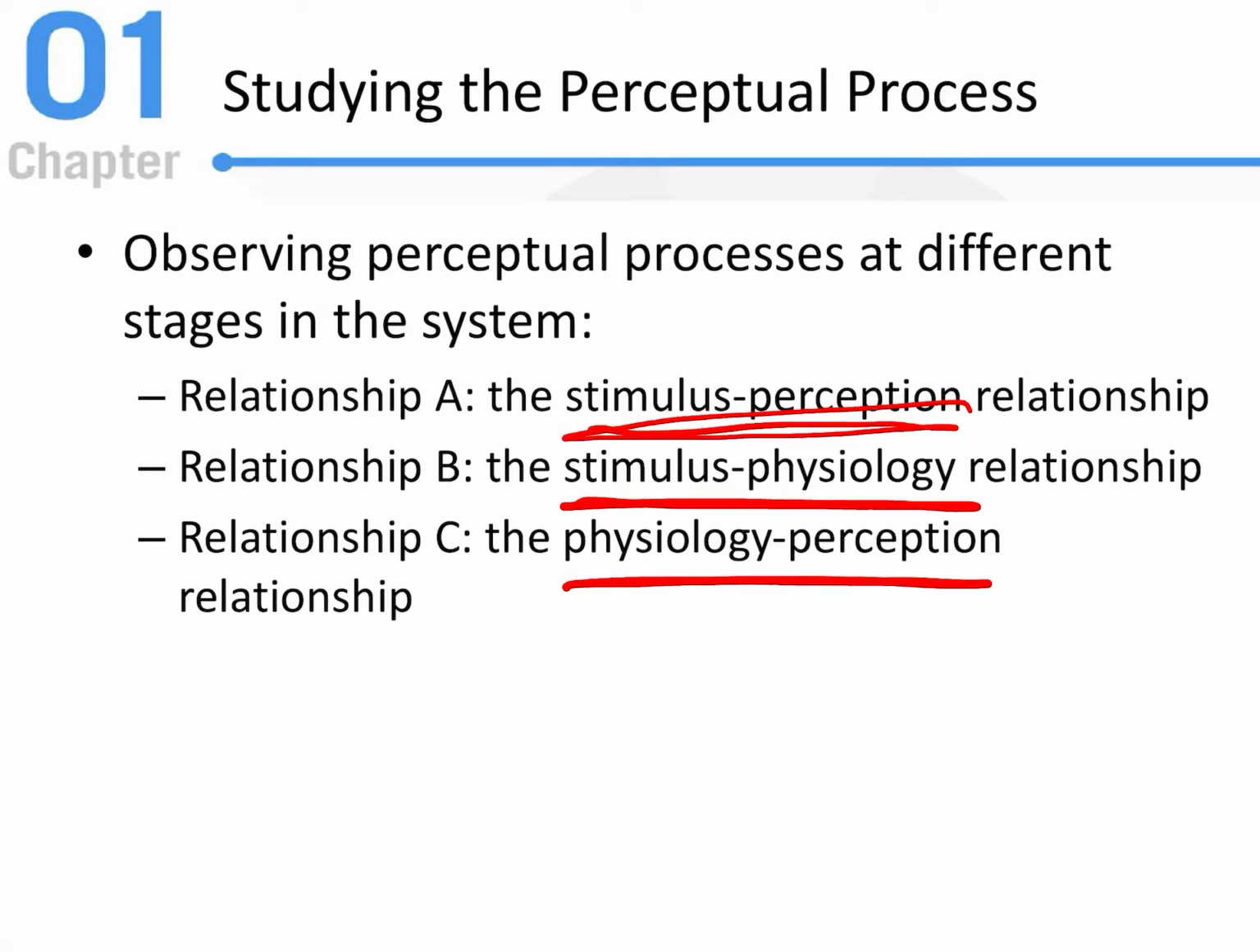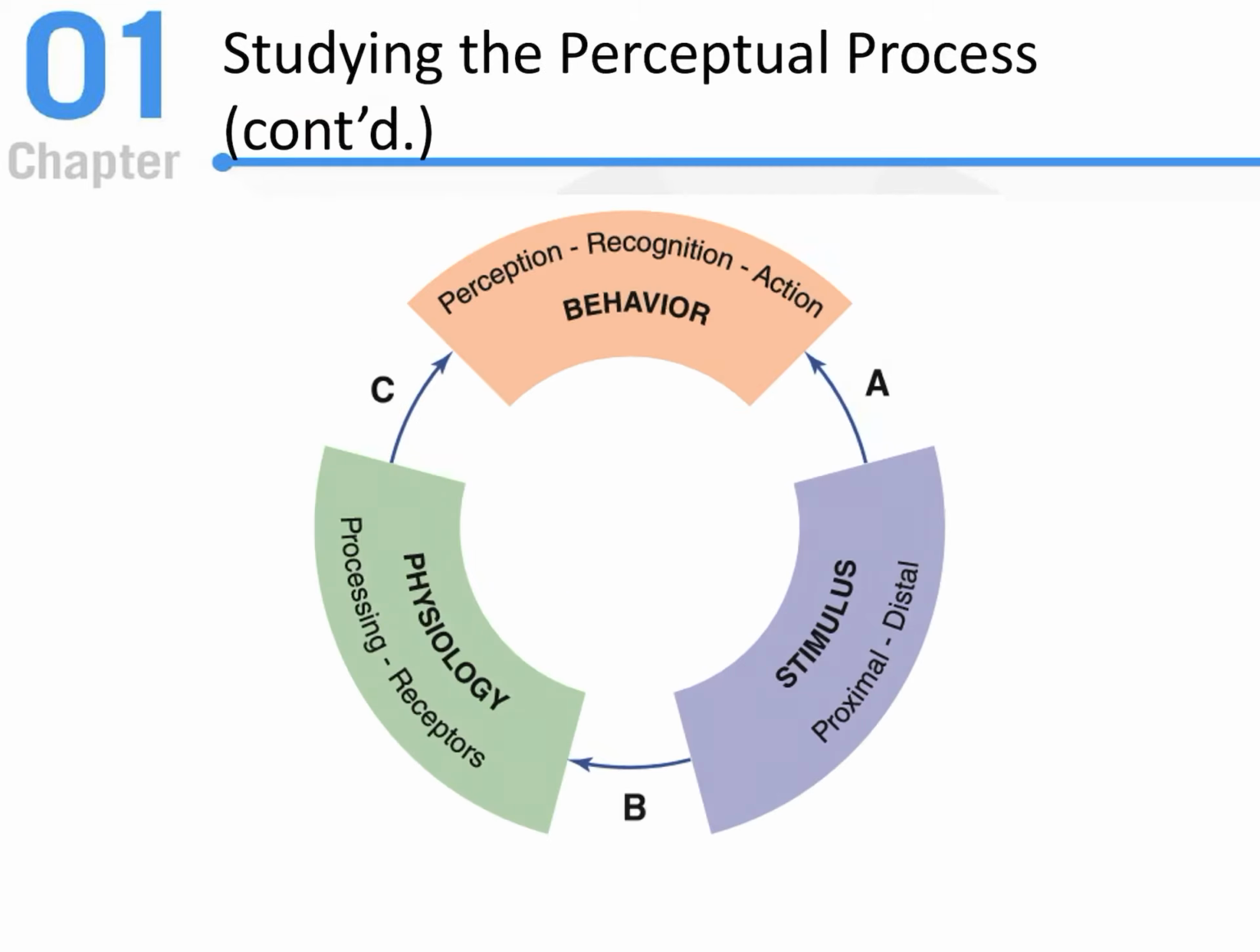the last steps of perception, recognition, and action. So remember, we're still looking at the 7 steps of the process of perception, but now we're breaking it down into relationships that we can actually quantify and study, to determine whether there is a relationship between these things. The next thing that you'll see is how these things are broken together.